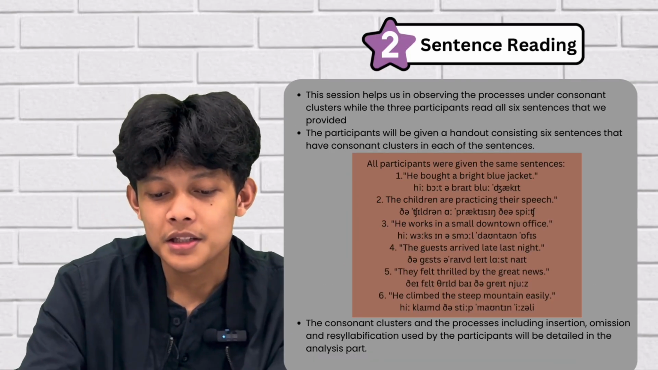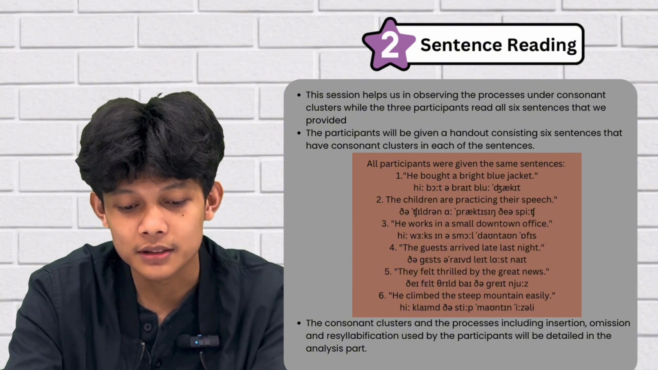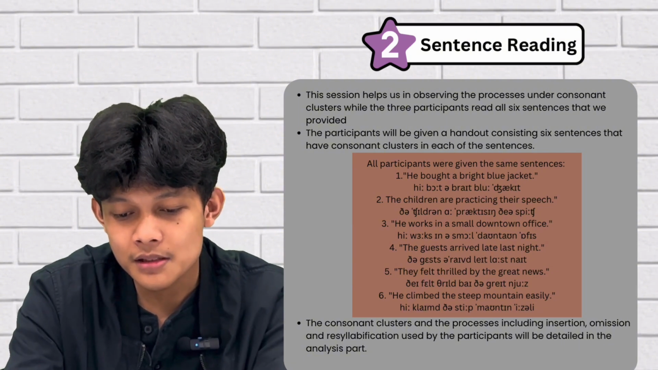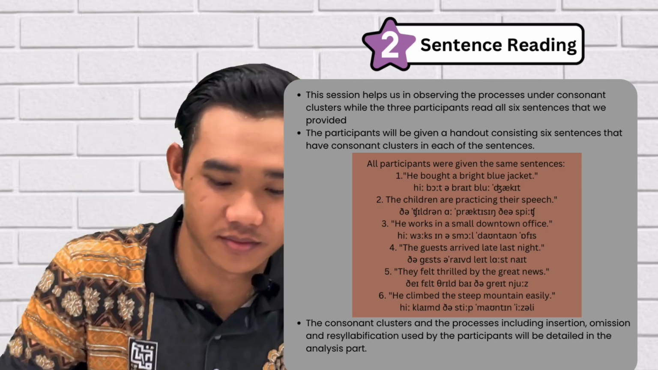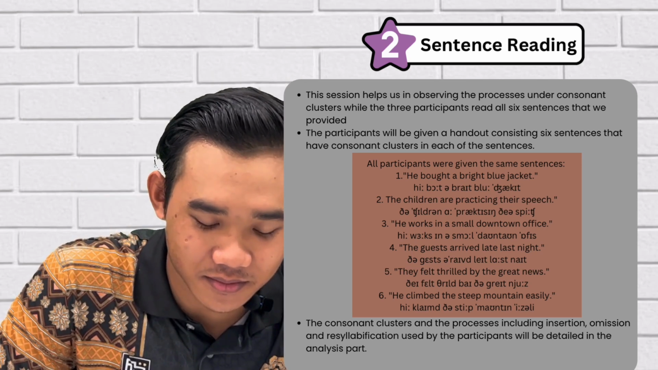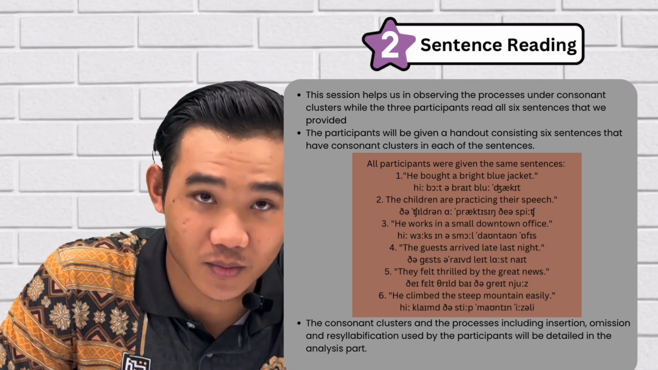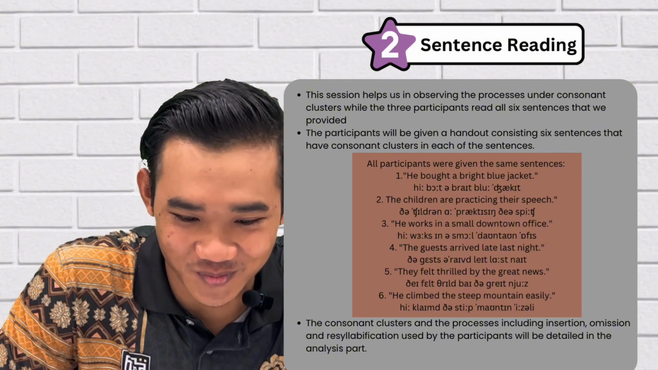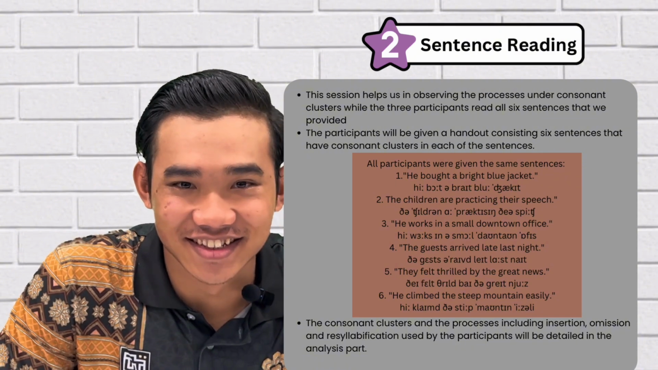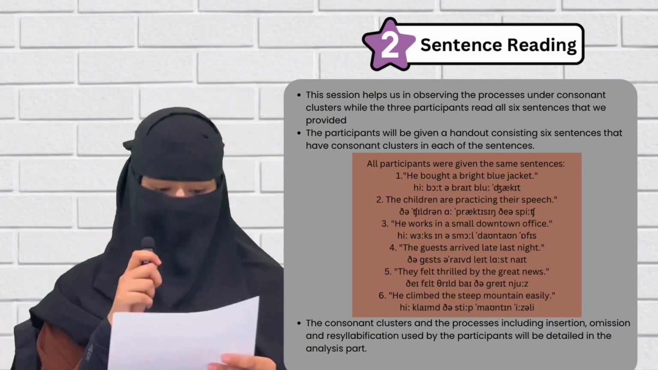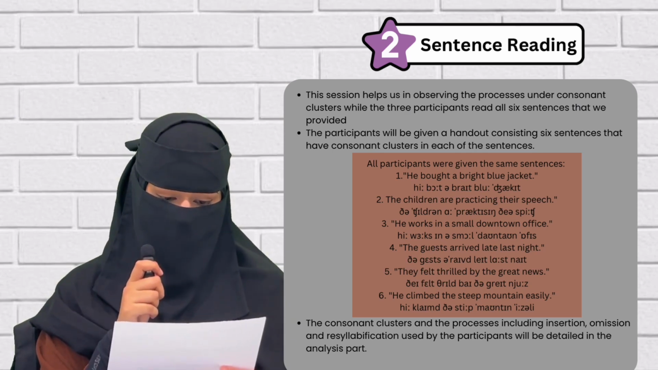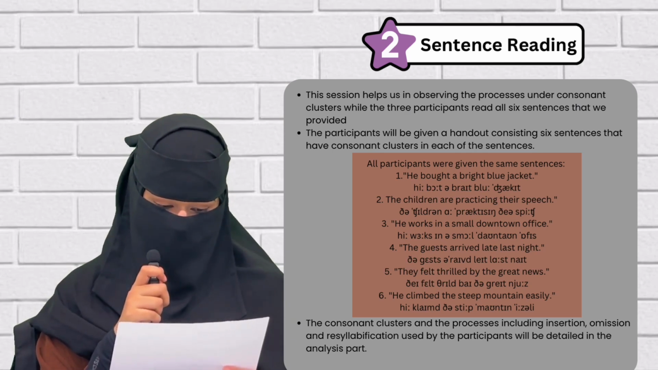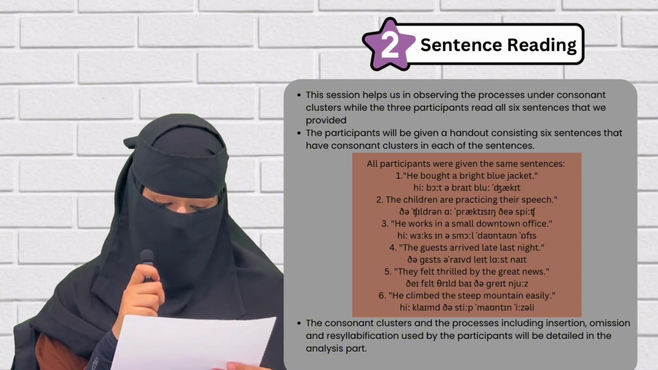Sentence reading. This session helps us in observing the processes under consonant clusters while the 3 participants read all 6 sentences that we provided. The participant will be given a handout consisting 6 sentences that have consonant clusters in each of the sentences. The sentences are stated in the video. The consonant clusters and the processes including insertion, omission, and resyllabification used by the participants will be detailed in the analysis part.